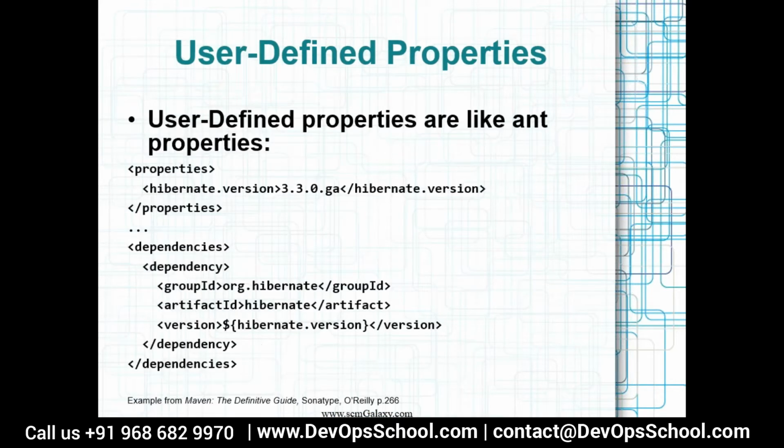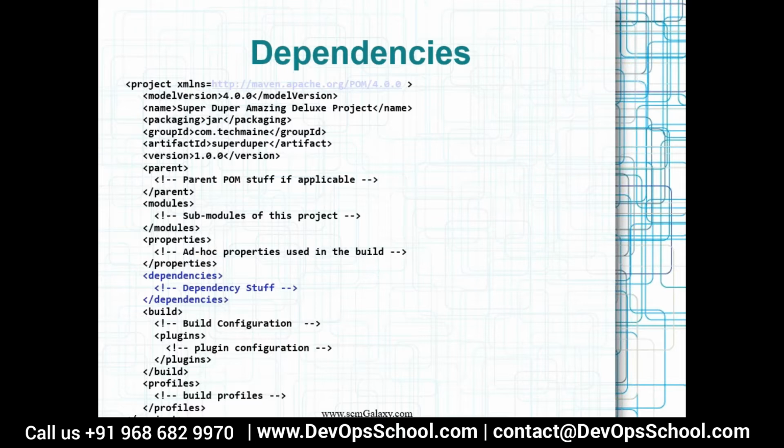Properties also you can declare. Look at this here. These are the properties. Hibernate.version is a property which you declare with the value 3.3.0.g. How do you call the property? Look at the bottom section. Dollar curly braces hibernate.version. So that is how you define the properties.